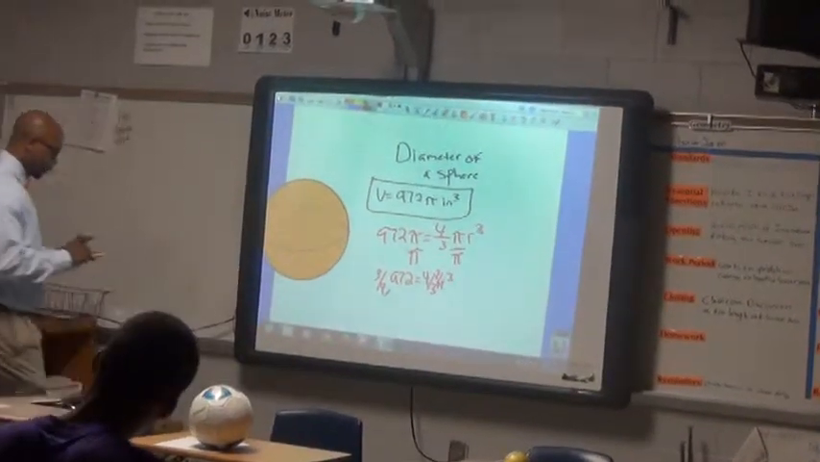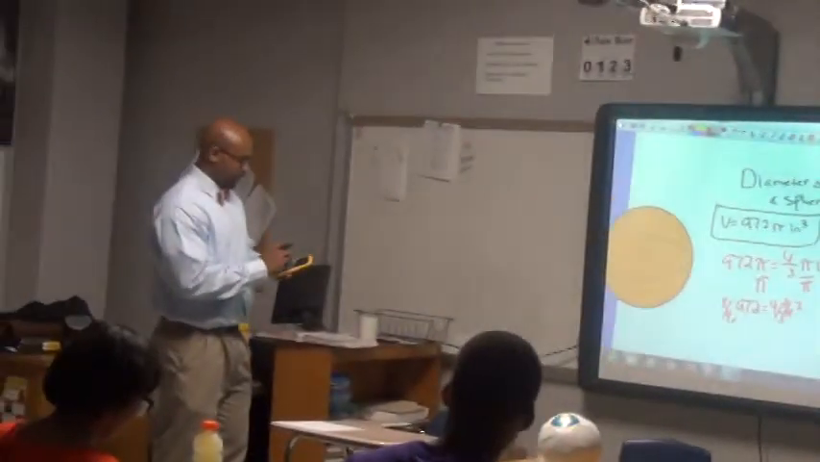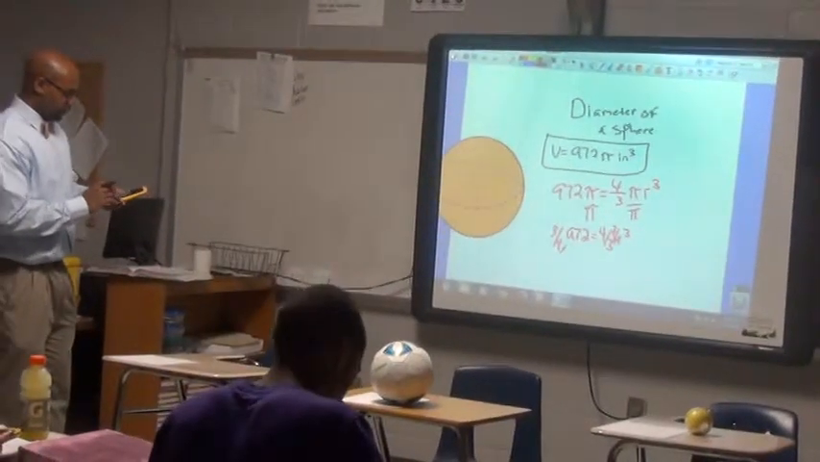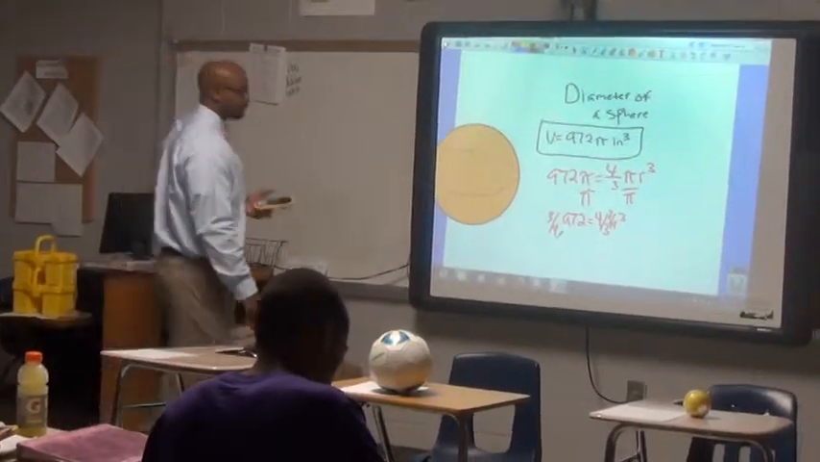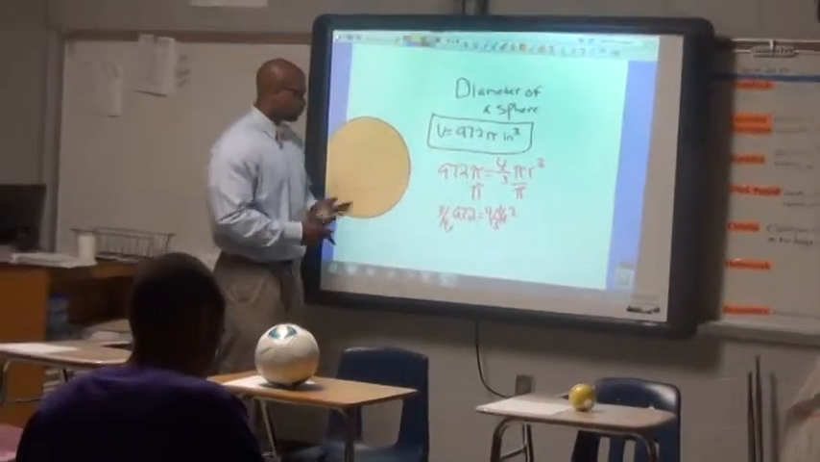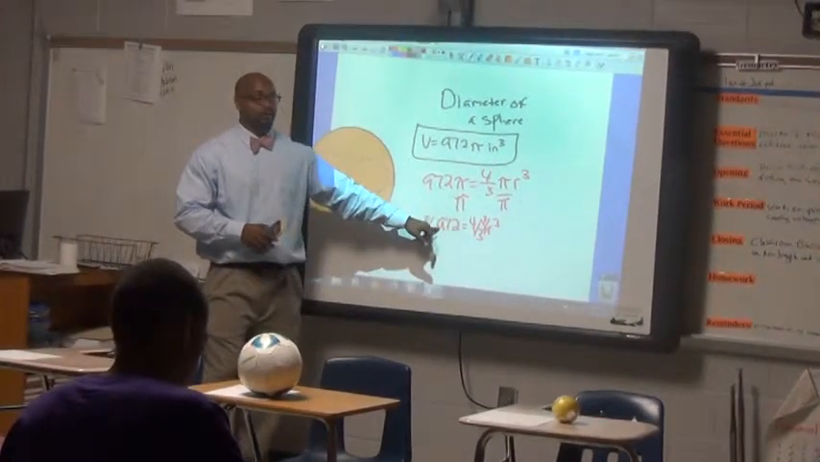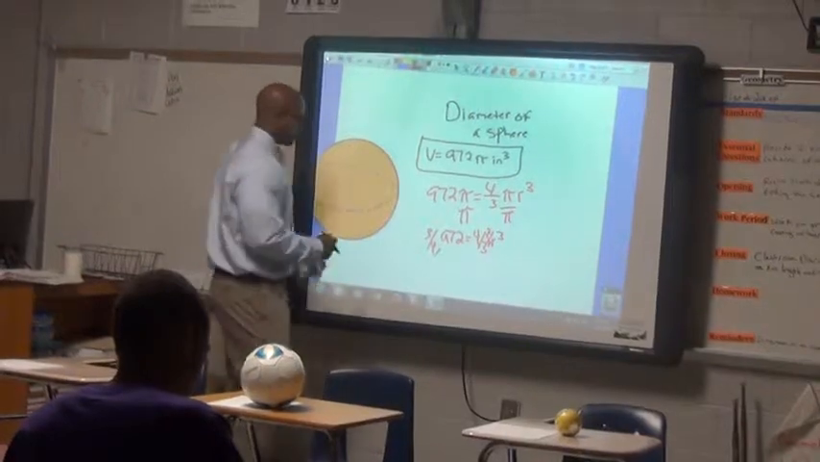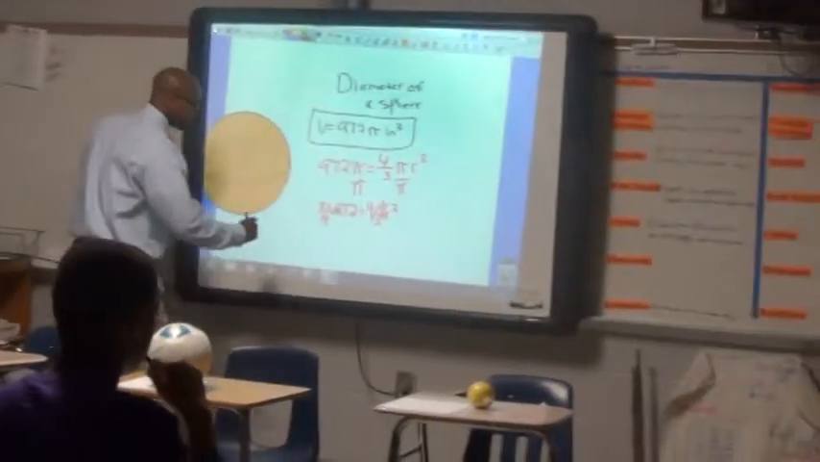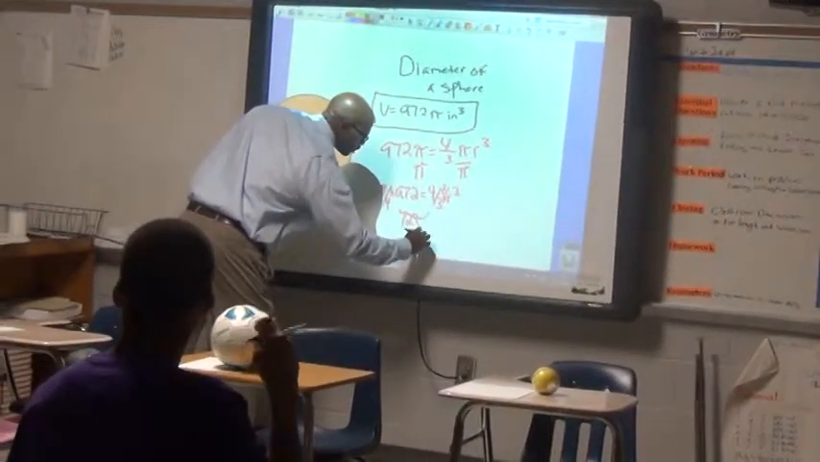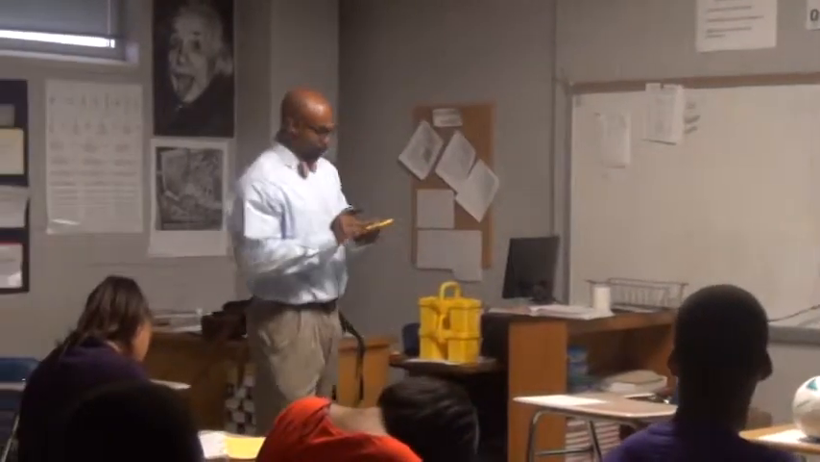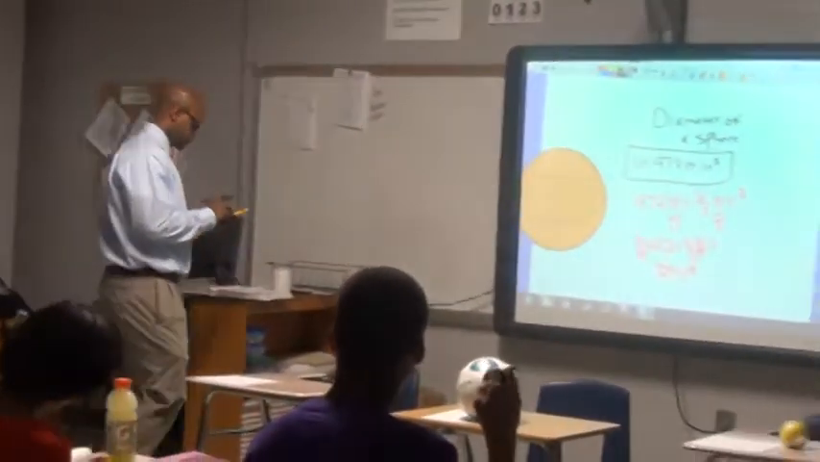All right, so we can go ahead and do that in our calculators if you want to. All right, 3 n over d 4. We're going to multiply that by 972. What did you get? So put 3/4 times 972. 729. 729 equals r cubed, right?